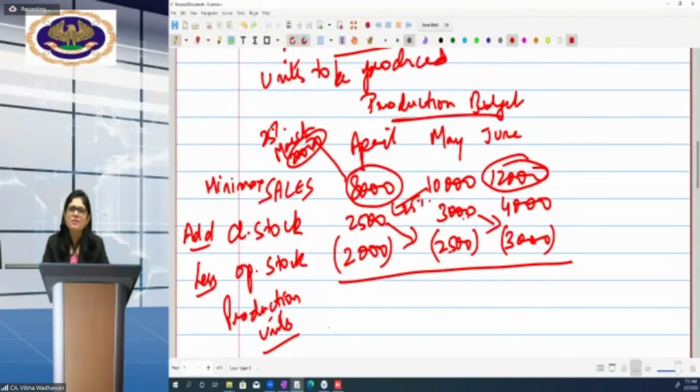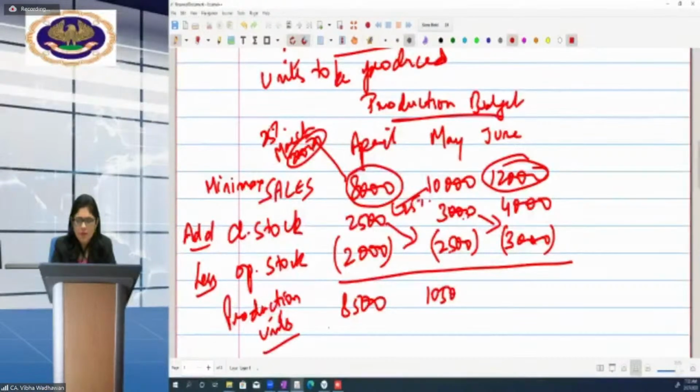And closing stock of March becomes opening stock of April. So you have to calculate one month earlier, and then automatically the closing stock of that previous month will become the opening stock of the next month. I hope now students have understood. All right. Tell me the production units. Okay. 8,500 for April.